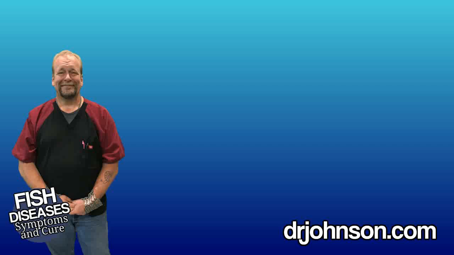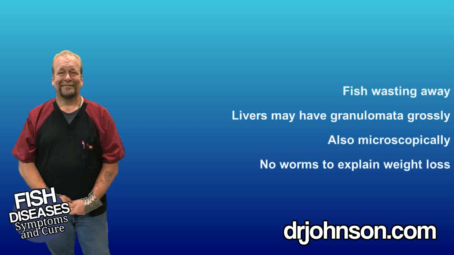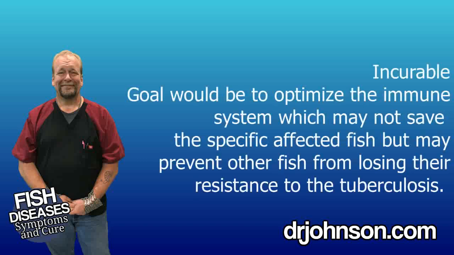But when you see a fish wasting away and you do not find intestinal worms, but you do find black orbs in the liver tissue, you're probably looking at tuberculosis. Again, transmitted by cannibalism, largely incurable. It hinges completely on the success or failure of the immune system, which goes to water quality and environmental optimization, and manifests as a wasting away fish.